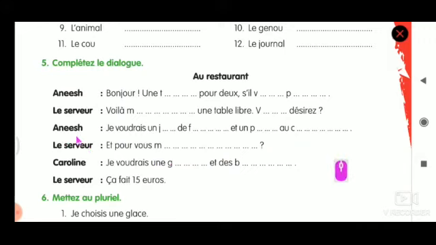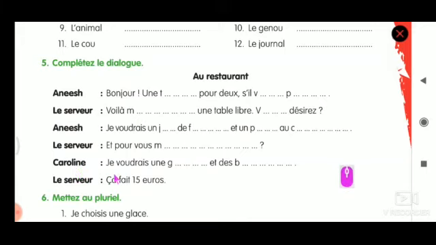And the server is asking another person what she wants. Et pour vous, mademoiselle. Mademoiselle means unmarried girl, miss. Okay, not madam. Madam means a married woman. So, mademoiselle.